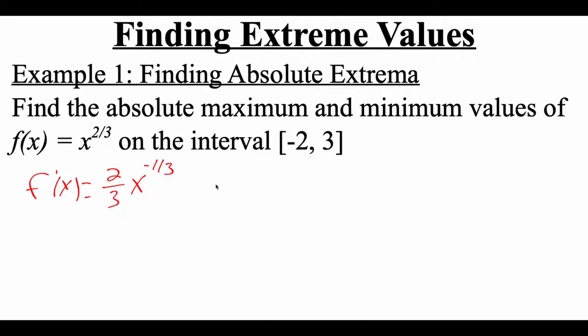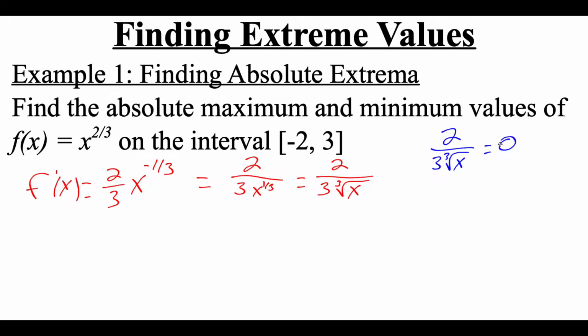I don't typically like to deal with negative exponents, though, so I'm going to take that x to the -1/3 and put it on the bottom of my fraction in order to turn that power positive. But a 1/3 power is the same thing as a cube root of x. So we get 2/3 cube root of x. Now, there's two things we want to check for with this derivative. The first thing I'm going to do is see if there's any places where this derivative equals 0. So I'm going to take this 2/3 cube root of x and set it equal to 0.